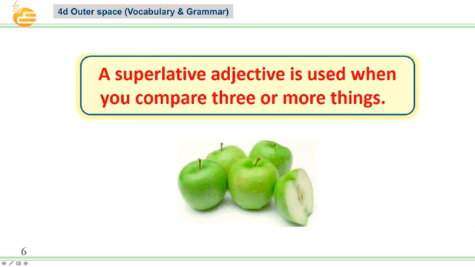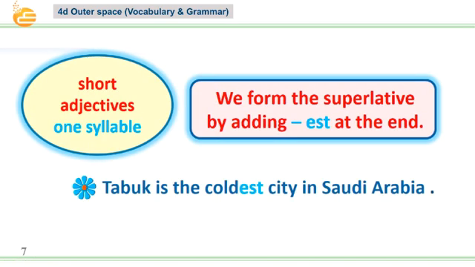A superlative adjective is used when you compare 3 or more things. As we said before, the green apple is the smallest of the 4. More than 2 things, we use the superlative adjective. Comparative is smaller, superlative is smallest. Don't forget that. Okay, everybody.